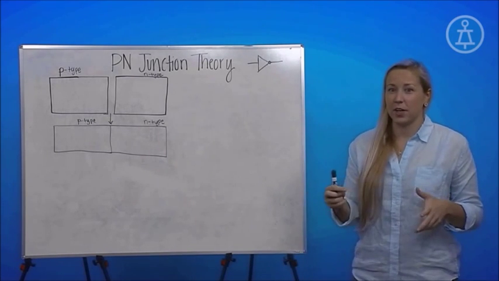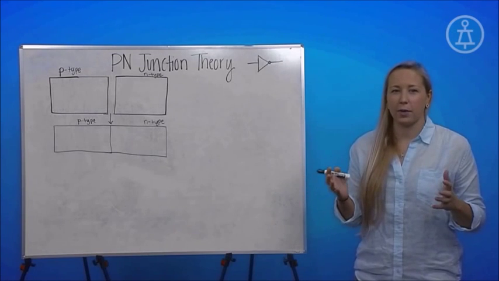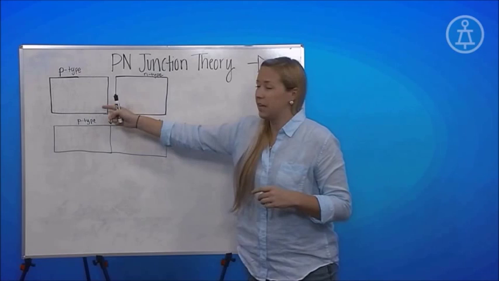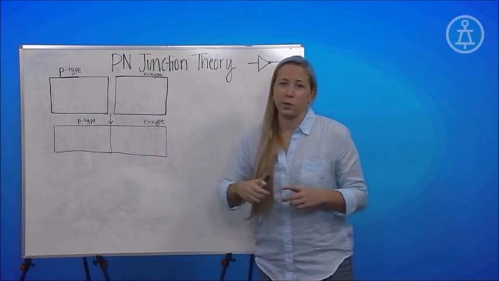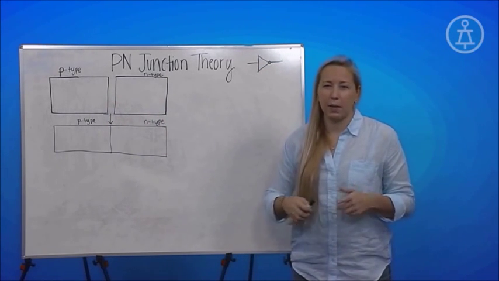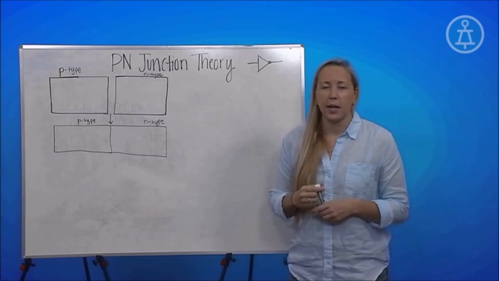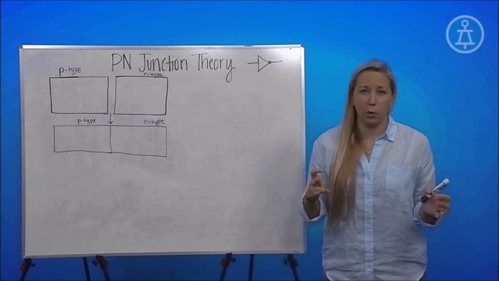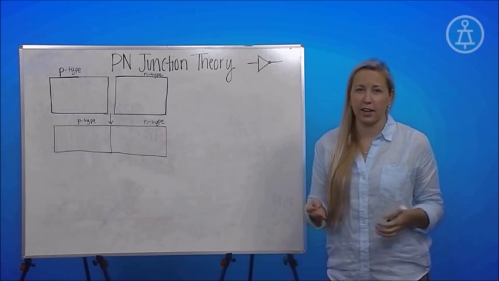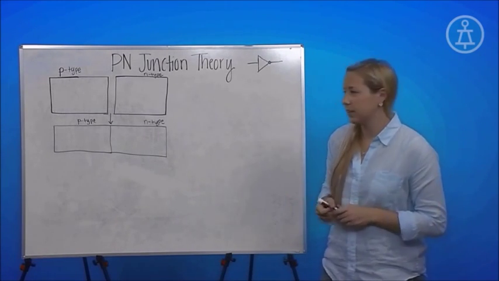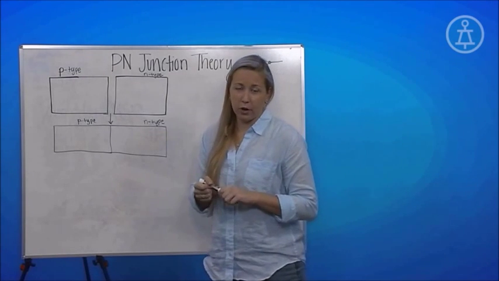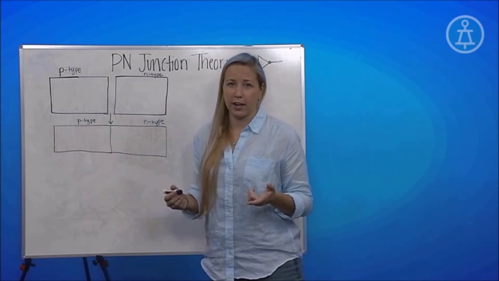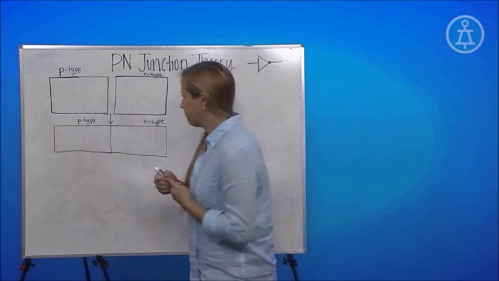P-N junction theory, right? Let's break that down. We have two types of semiconductor: a P type and an N type. What does that mean exactly? You may recall from previous lectures that P type is where you have more acceptors, which are holes, so more positively charged ions than negatively charged ions. For now, I'll draw a bunch of plus signs indicating that there are more positively charged ions in this material.